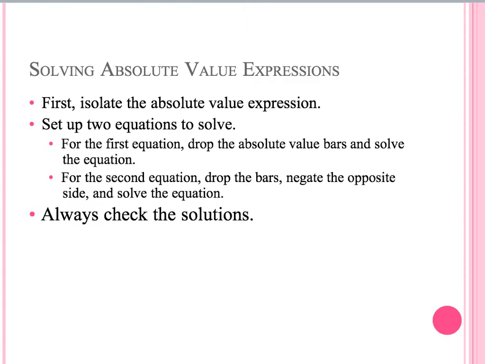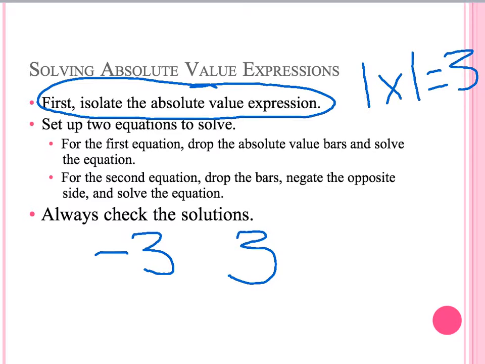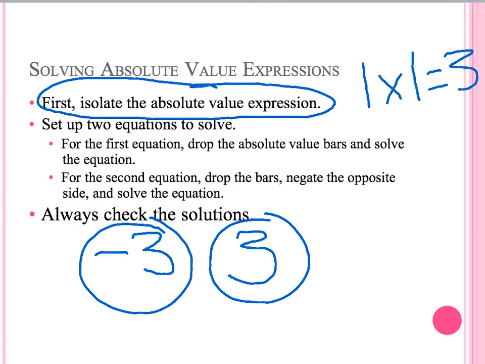Some steps to solving absolute values include, first, like always, we're going to isolate the absolute value expression. Once we do that, we are going to set up two equations to solve. We are going to have an equation that is going to have a negative number and a positive number, just like our example before, with the absolute value equal to 3. Our equations will have an answer equal to a positive and a negative number.